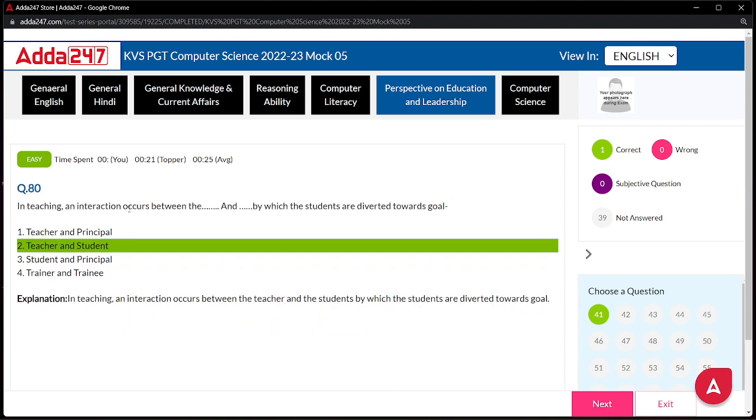Last, in teaching, an interaction occurs between dash and dash, and students are directed toward the goal. Teacher. So in teaching, the interaction occurs between teacher and students.